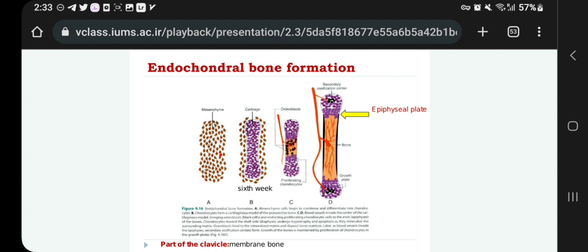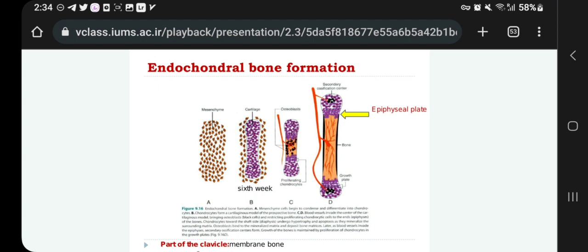For example, in the skull, the parietal bones directly differentiate to bone. But in the humerus, femur, and all the long bones, at first we have a cartilage model, and after that the primary ossification center appears and removes the cartilage, and bone substitutes for the cartilage.